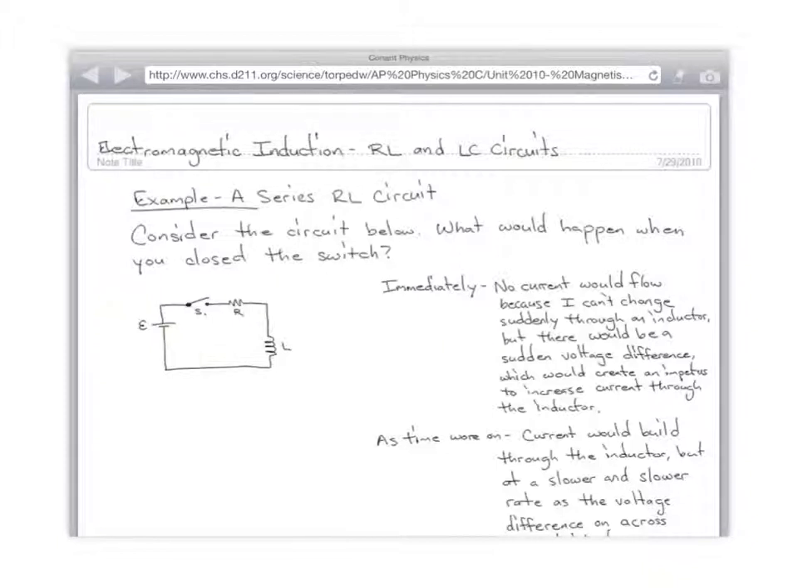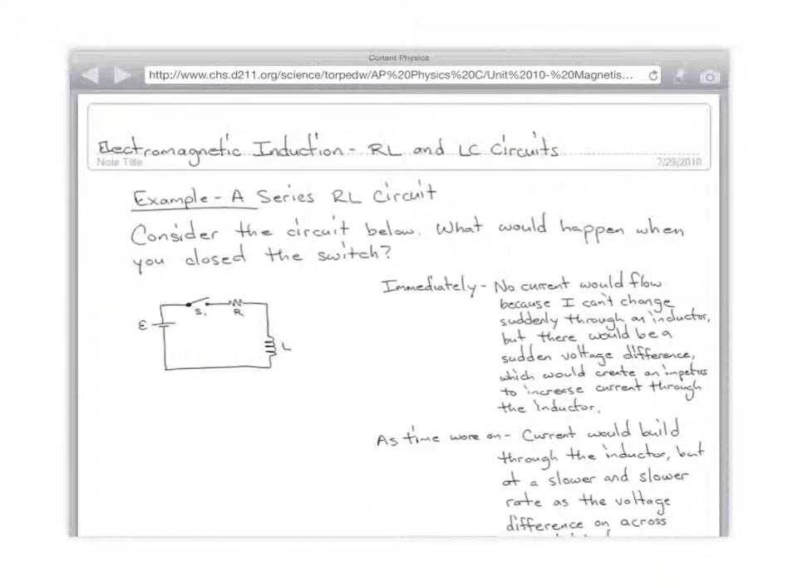It doesn't want to change the magnetic field inside of itself. It doesn't want to change the current. And so you get these crazy sparks flying as it forces the current across that air gap as you're opening the switch. Really cool effects with inductors, and really useful too.